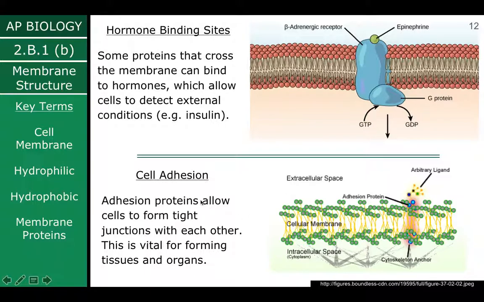Now this is another interesting one. We have cell adhesion, these adhesion proteins, and you just need to know that if I were to give you the name, you understand what their role is. So hormone binding sites bind to hormones. Cell adhesion proteins allow cells to form junctions with one another. All of our cells make up all tissue. Without cell adhesion properties, those cells would not be able to bind closely to one another, and we would not be able to form tissues, and tissues form all of our organs.